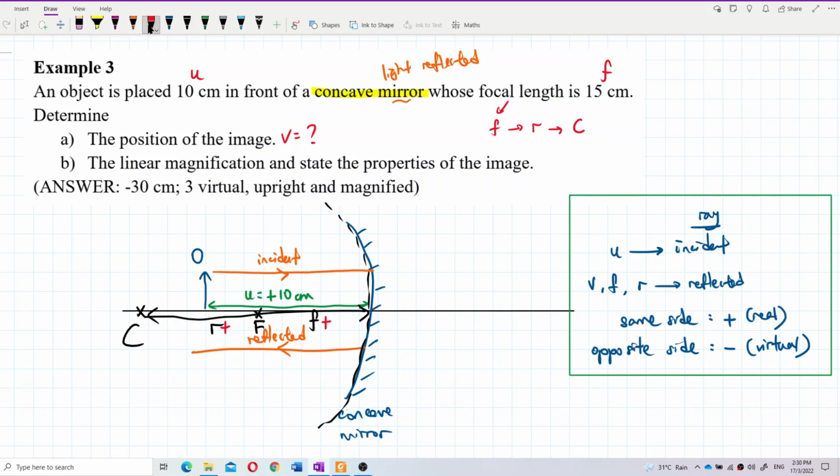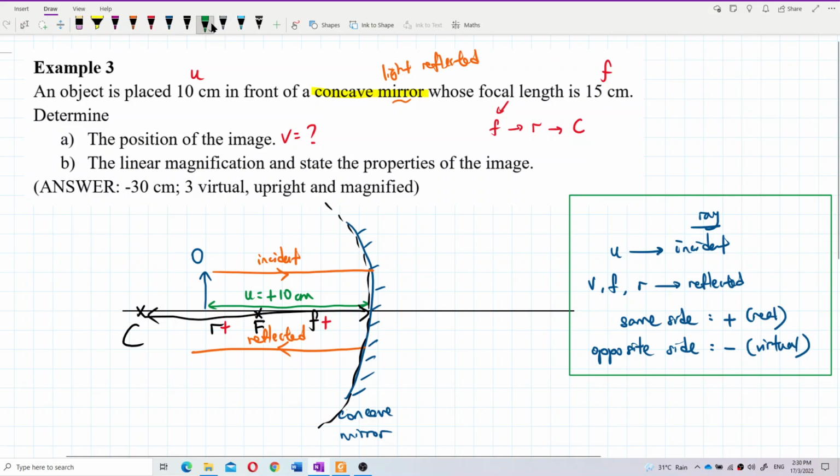Should be positive. Understand? So that's why for a concave mirror, the radius and focal length are positive. Positive because it is on the same side as the reflected ray. So this 15 cm you should put as positive 15.